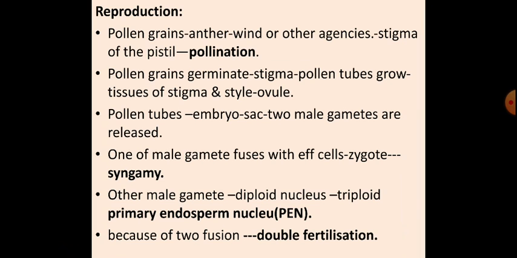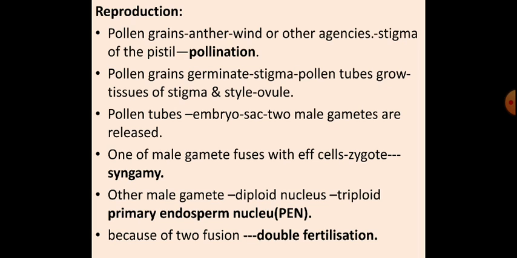Fusion will take place to form a zygote. That process is called syngamy. The other male gamete will fuse with the diploid nucleus present at the center of the embryo sac and form a triploid primary endosperm nucleus. Triploid means 3.